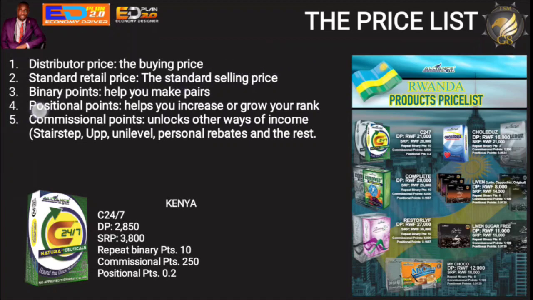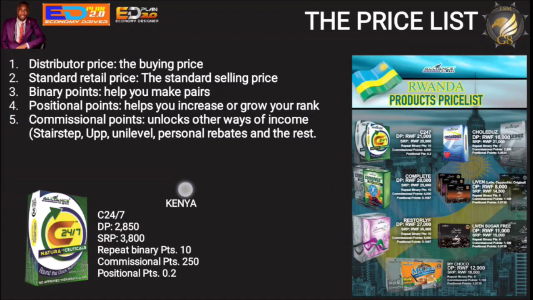Okay. The next terminology is the binary points. The binary points are what helps you make pairs. The left and right, they accumulate. So in this case, you get that the binary points for one box of C24/7 is 10. So if you want to sell products on the left and on the right to make a pair of 4,800, you must sell at least, how many boxes are these? 140 boxes of C24/7 on the right, plus 140 boxes of C24/7 on the left, for you to be able to make 4,800. So again, you need at least 280 consumers of C24/7 if each and every one of them were to buy one box.